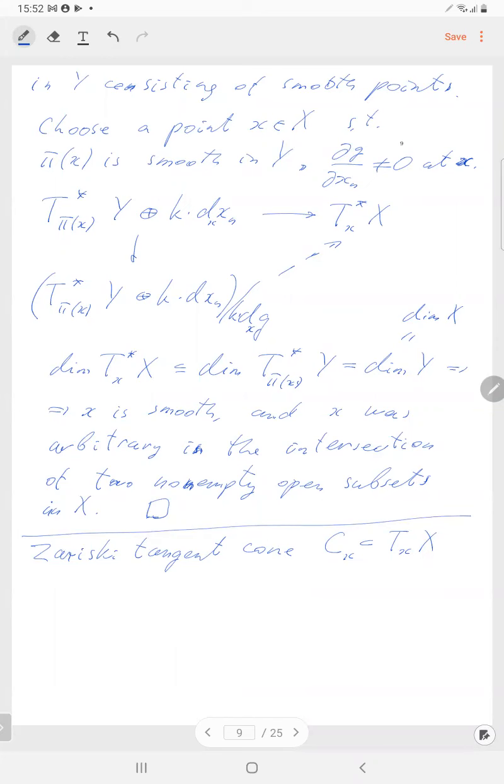So for example, in case X was the coordinate cross, xy equals 0 in A2, then this tangent cone will be just the same. Well, somehow X is already conical. The equation cutting out X is homogeneous. So it coincides with its own tangent cone. Nothing interesting. And if X is this cuspidal curve, x squared equals y cubed, again in the plane, then the tangent cone to X, sorry, will be equal to what?